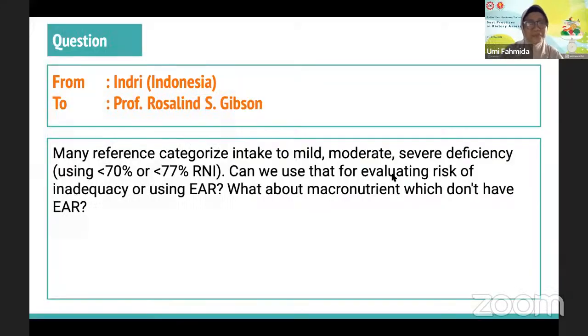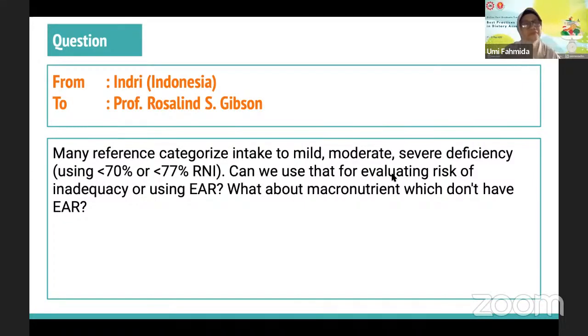This is from Indri from Indonesia. She asked, because some references, even some surveys, categorize intake to mild, moderate, severe deficiency by using a cutoff like less than 70% of energy, protein, or less than 77% RNI, can we use that for evaluating the risks of inadequacy or using EAR? And how about micronutrients which we don't have EAR for?